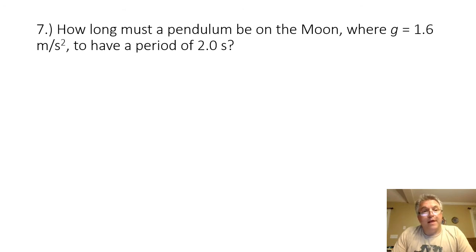Problem 7. How long must the pendulum be on the moon where g equals 1.6 meters per second squared in order to have a period of 2 seconds? All right, now I know of a pendulum that isn't on the Earth. I really should read through these problems before I start yapping away. Let's take a look and see what we're given. We are given the gravitational acceleration of the moon, which is 1.6 meters per second squared.